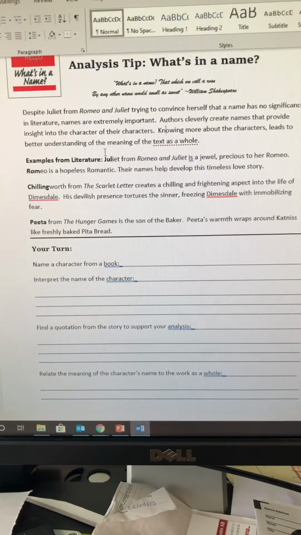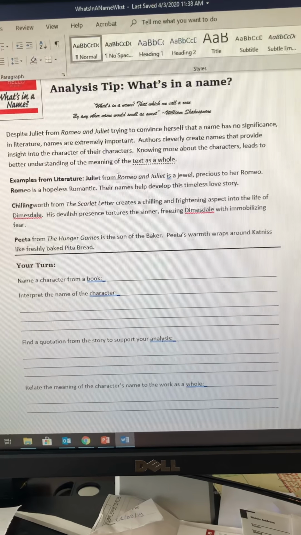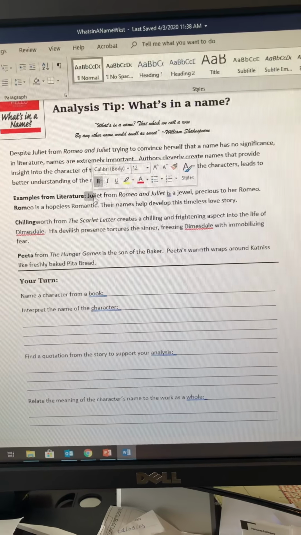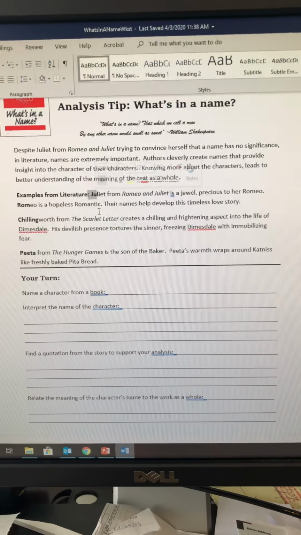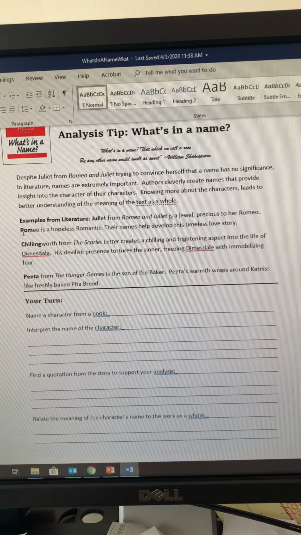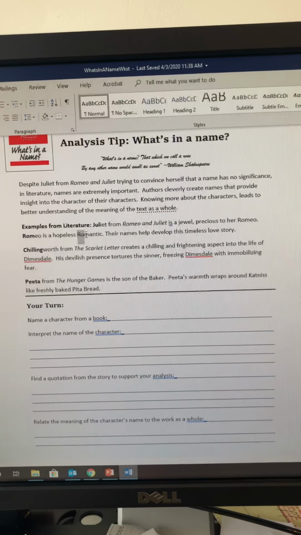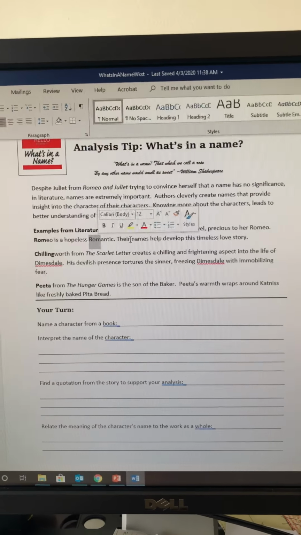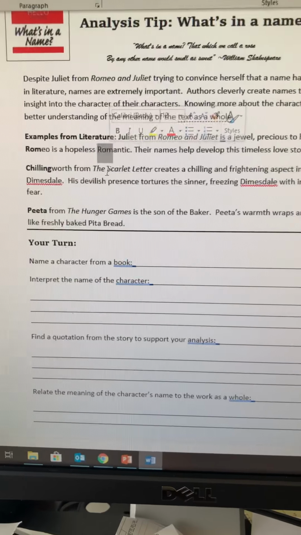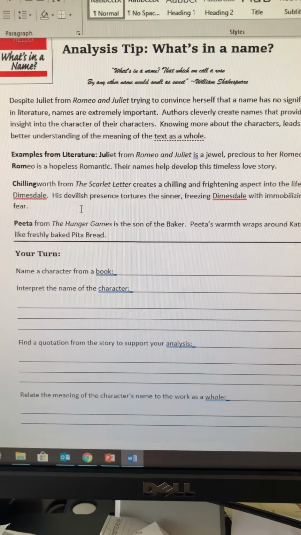All right, so here we've got some examples in literature. Juliet from Romeo and Juliet is a jewel. It's not spelled right, but phonetically it's jewel. Is precious to Romeo. And Romeo is a romantic. Their names help develop this timeless love story. Okay, the Scarlet Letter we're going to skip because you guys will not know that one.